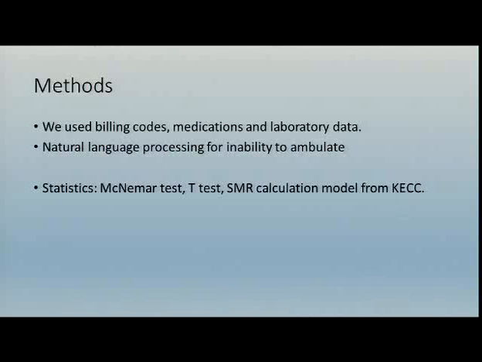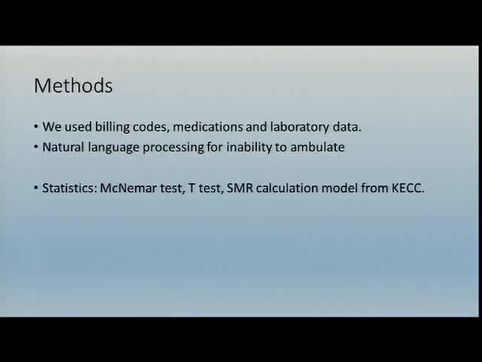The methods that we used were some of the usual structured elements: billing codes, medications, and laboratory data, and for certain diagnoses, some other miscellaneous elements. We used natural language processing for inability to ambulate, and we used a proxy of wheelchair use for this purpose and created a Likert scale, with most likely that the patient was unable to ambulate versus more likely versus least likely.